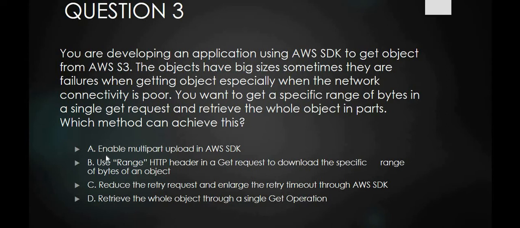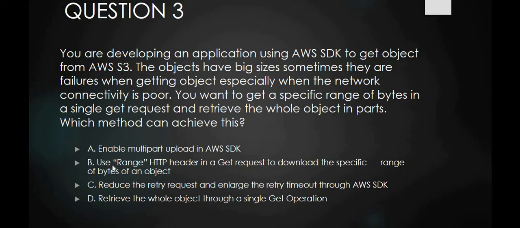So you have option A. Option A says enable multi-part upload in AWS SDK. This has nothing to do with the question, because we are talking about download here and not upload. Upload is one thing, download is another. So we're talking about downloading. So this is not the answer.